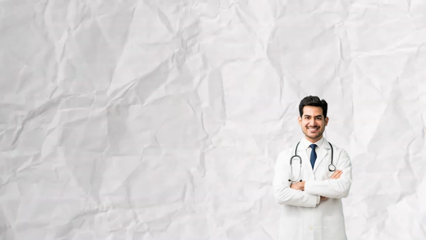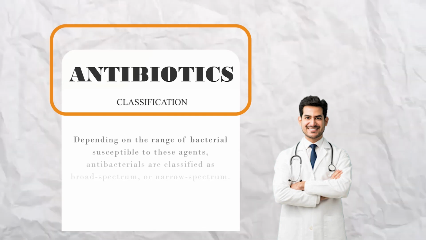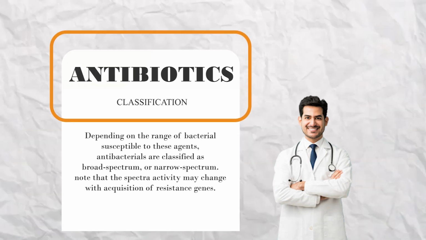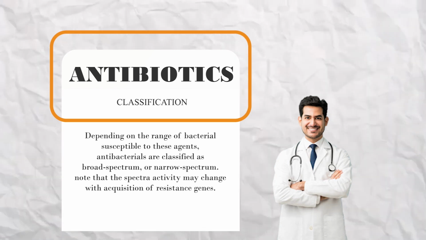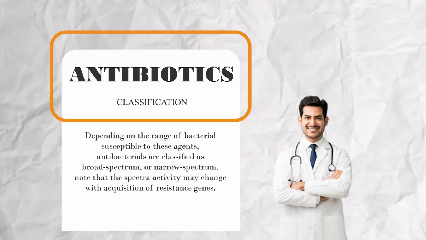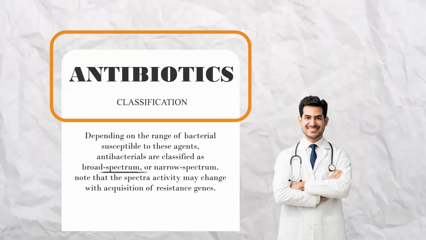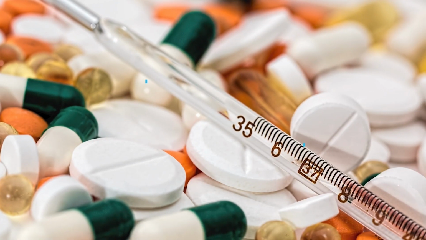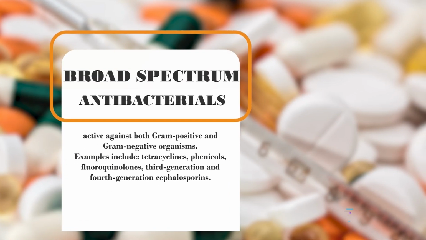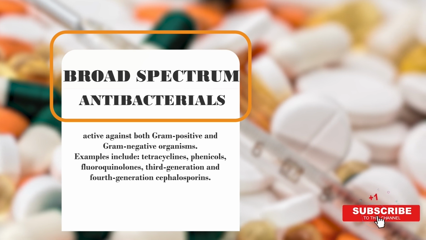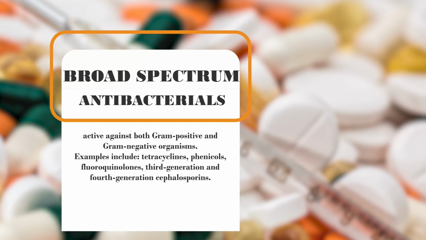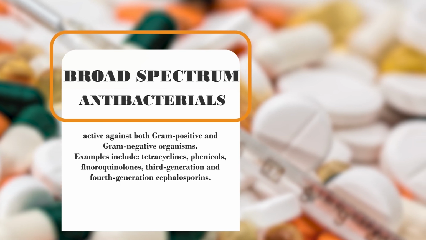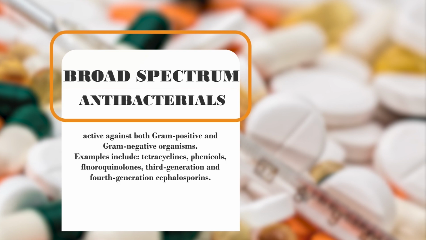Today we're going to be looking at antibiotics. The classification of antibiotics is usually done according to their spectrum of activity. Depending on the range of bacterial species susceptible to antibiotics, these can be classified as either broad spectrum or narrow spectrum. So broad spectrum antibiotics are active against both gram-positive and gram-negative microorganisms. Examples of these include tetracyclines, phenicols, fluoroquinolones, and third generation and fourth generation cephalosporins.